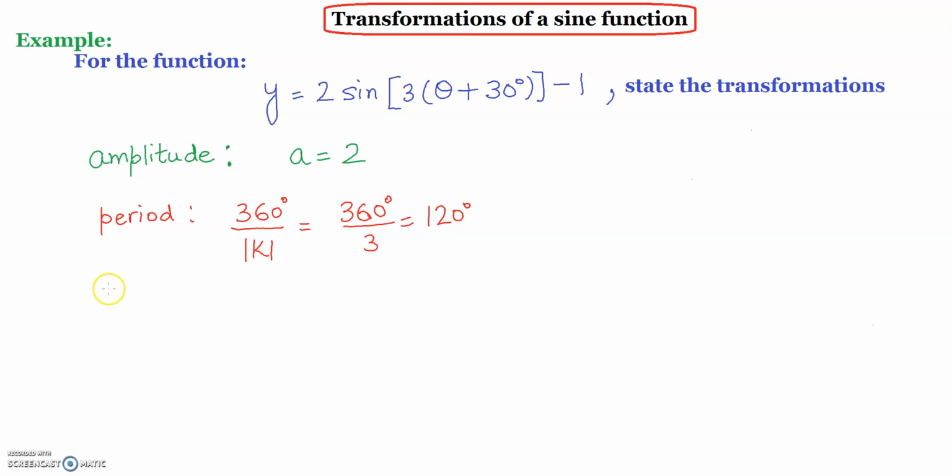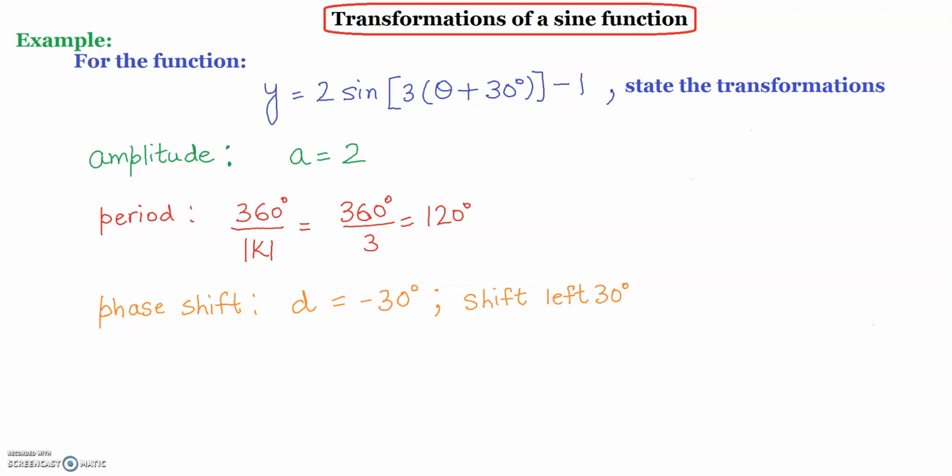Now I can find the phase shift. Phase shift is the value of d. In this case, the d value is negative 30 degrees. We always take the opposite sign. If it's positive, we're going to take negative. And I can write here shift to the left 30 degrees, or shift left 30, or translate 30 degrees to the left.